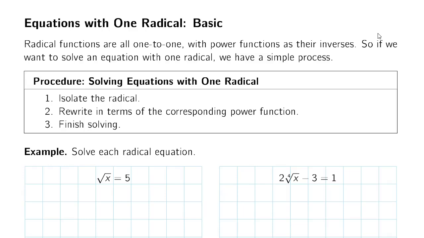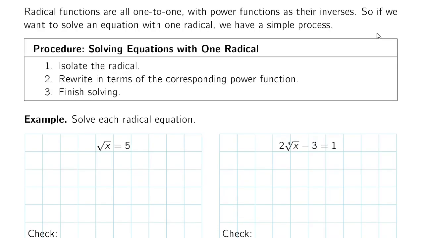How can we approach an equation in which a radical appears? Well, those roots are functions. They're one-to-one functions, and they have power functions as their inverse. So we can approach a variable inside a radical as we do any other variable inside a function. Isolate the radical, then rewrite the equation in terms of the inverse, in this case in terms of the power function, and finally finish solving if the variable isn't alone inside the radical.